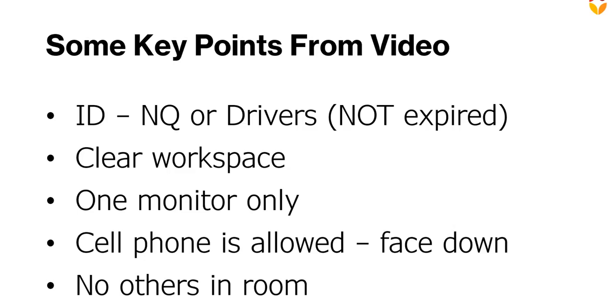Some key points from the video that is going to talk about setting up your computer or getting ready to write your exam is that you need to have an ID. It can be your Northwest ID or a driver's license, but your driver's license cannot be expired. If it's expired, they will not let you write. Make sure you have a very clear workspace because they will ask you to do scans of your room and your workspace. You may only have one monitor, and your cell phone is actually expected or allowed to be there. They'll tell you where to put it so that they know where it is. And then lastly, no others can be in the room. So you need to make sure that you're somewhere quiet where there's no one else in the room.